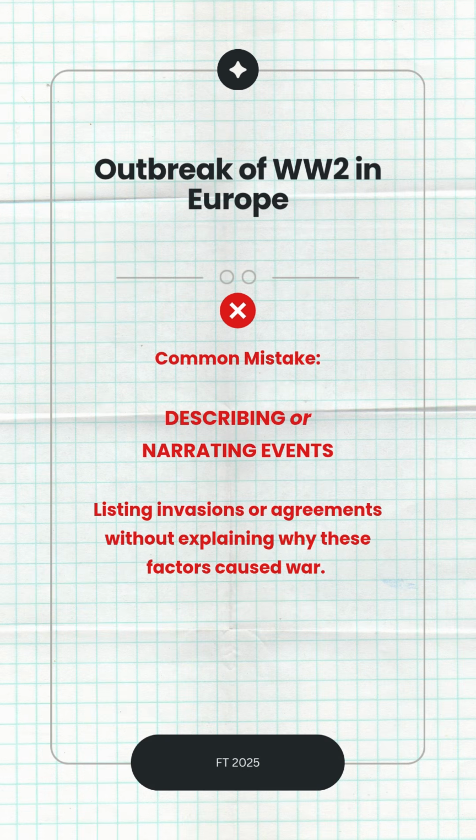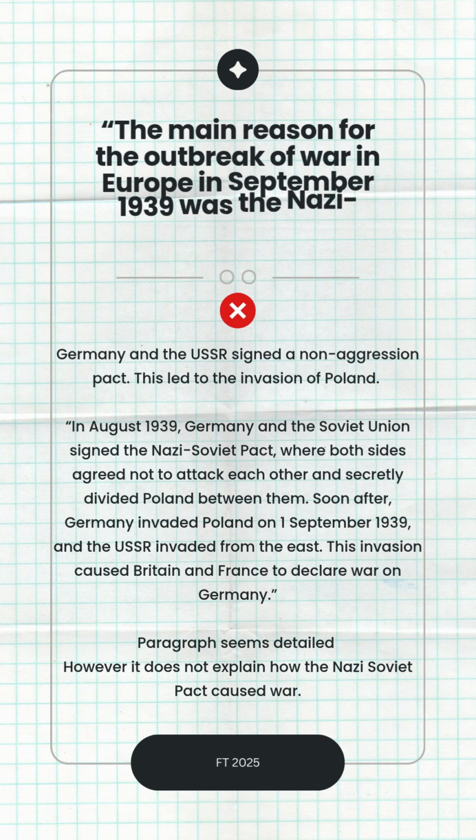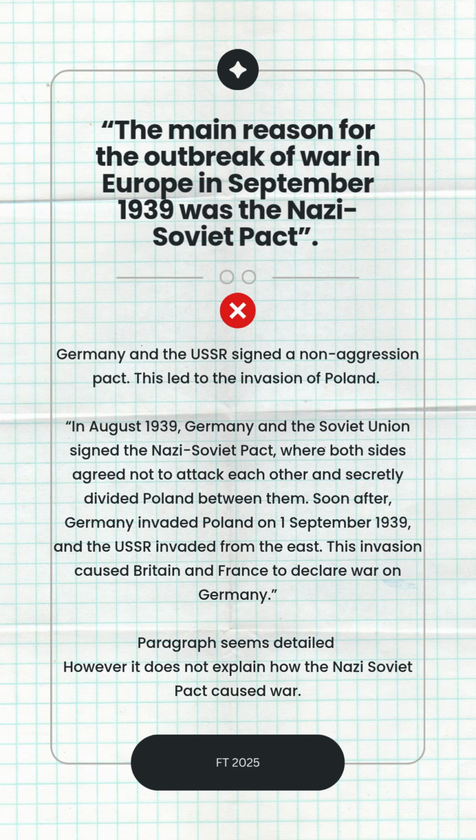A common mistake I see students make is in writing a narrative timeline. You may recall me covering this in detail in episode 2.1. Here's an example of this mistake for the Nazi-Soviet Pact question. Notice how the student simply describes what happened. Visually, this paragraph seems detailed, but it's still just a narration of events. It doesn't show how the pact itself caused war. It only describes what happened next.